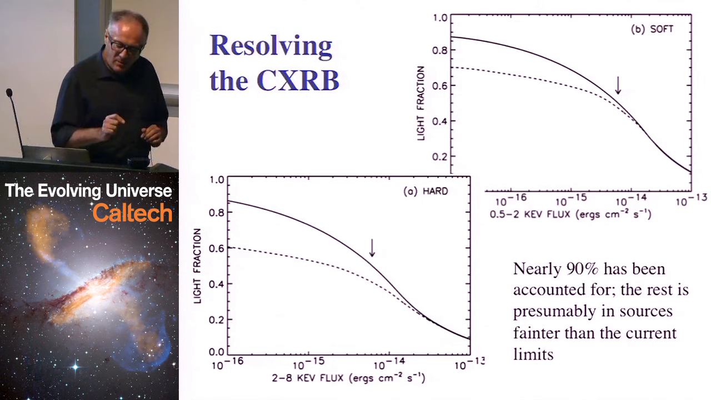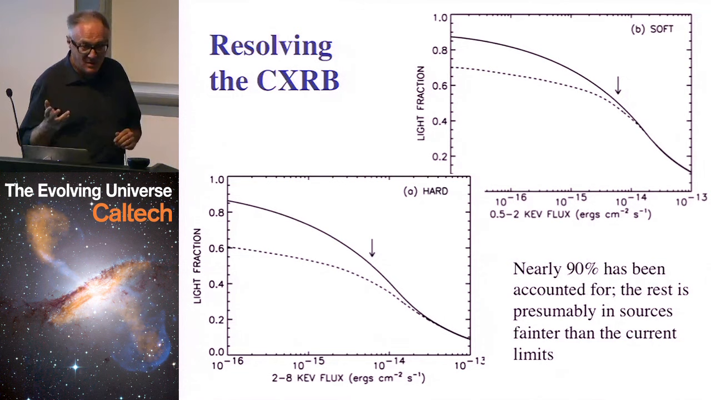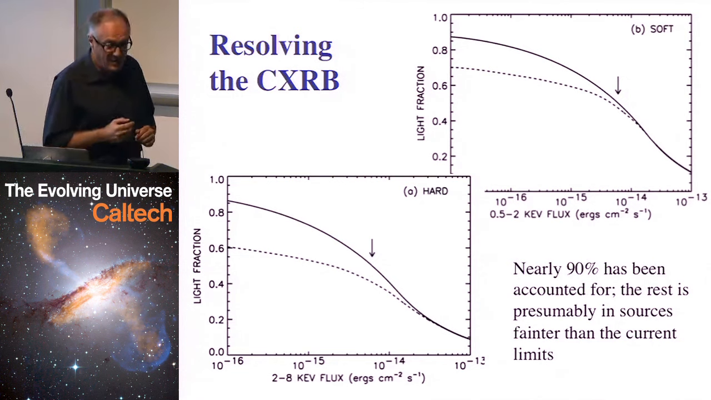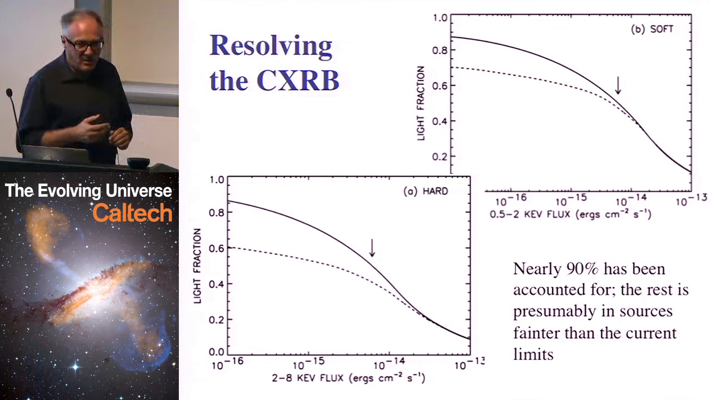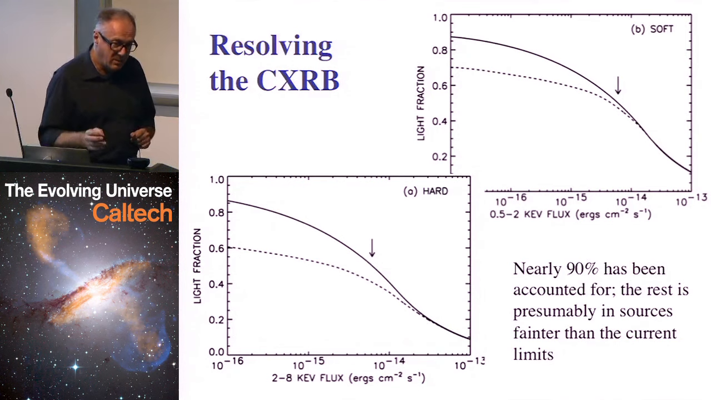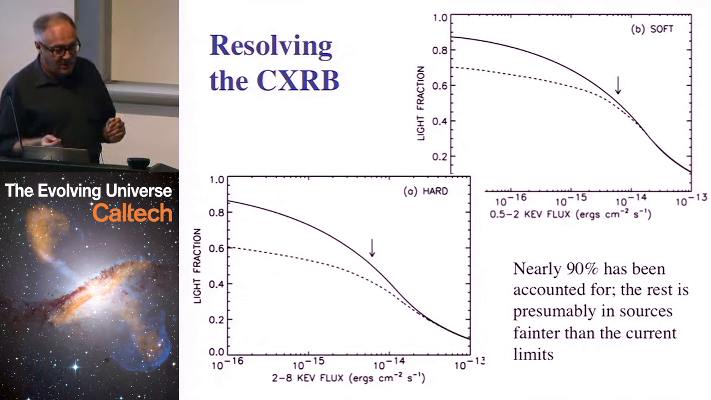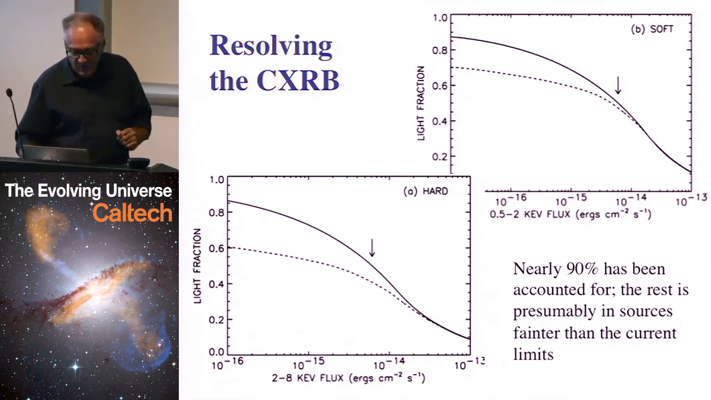So even though that's only a few percent of starlight, right? The reason it's as much as a few percent of starlight is that accretion to black holes is so much more efficient than thermonuclear reactions. Thermonuclear reactions convert much less than 1% of rest mass energy into energy. With black holes, you can do 10%. And so there are many fewer of these sources, but they're much more efficient in producing energy.